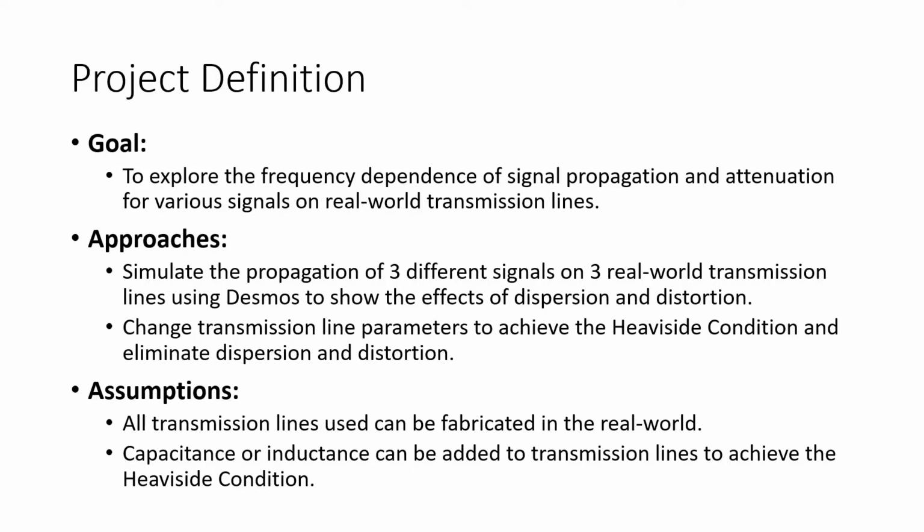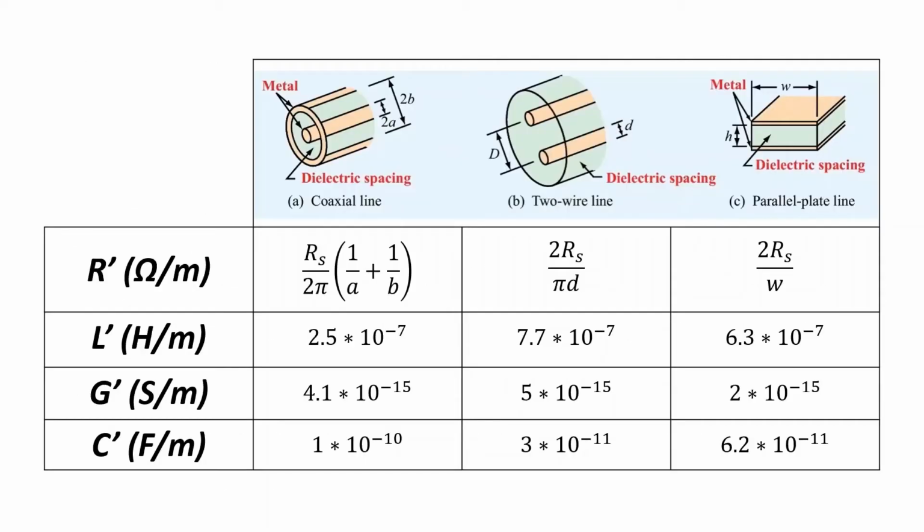We assume that all transmission lines used can be fabricated, and that capacitance or inductance can be added to achieve the Heaviside condition. The 3 transmission lines that we will use are the RG58U coaxial cable discussed in class, a 2-wire line, and a parallel plate line. We calculated all of the lumped element parameters for the 3 transmission lines using their dimensions and electric properties of the materials they are composed of.